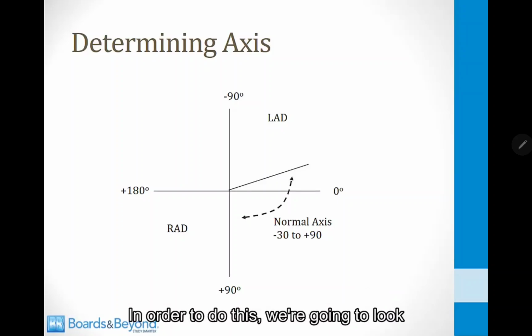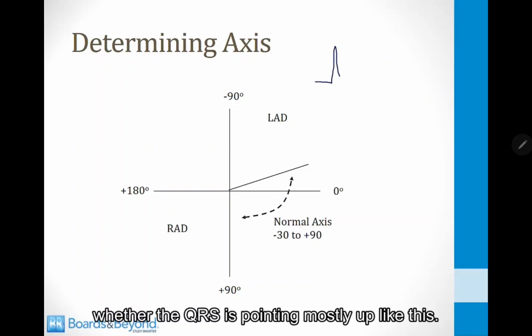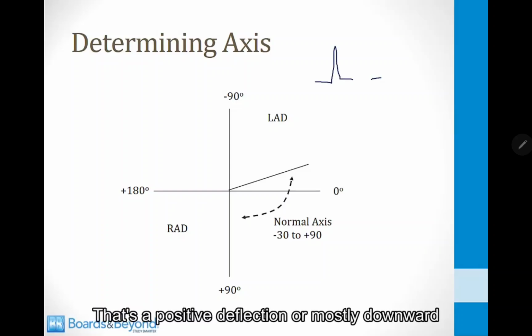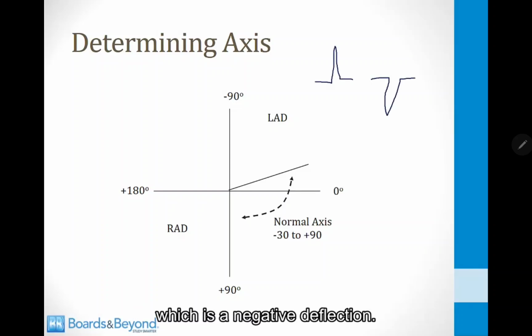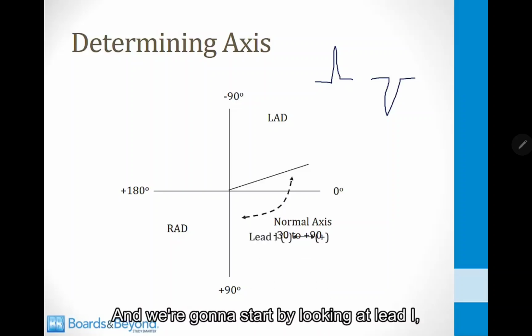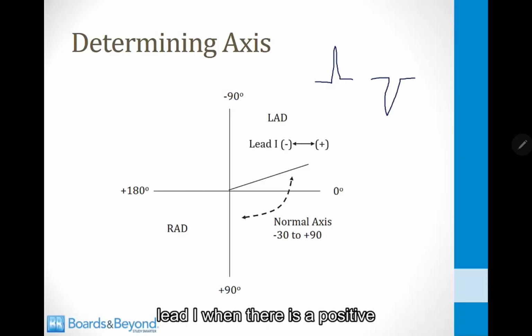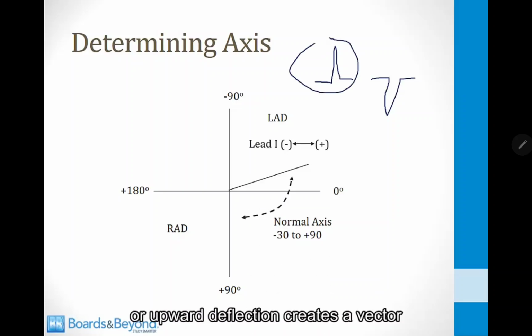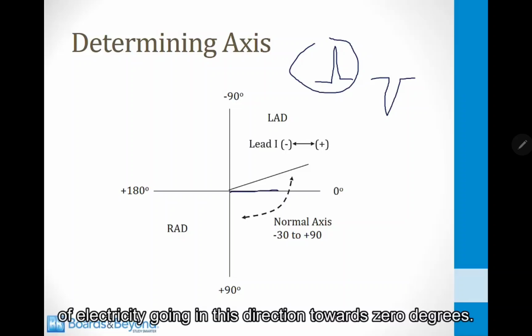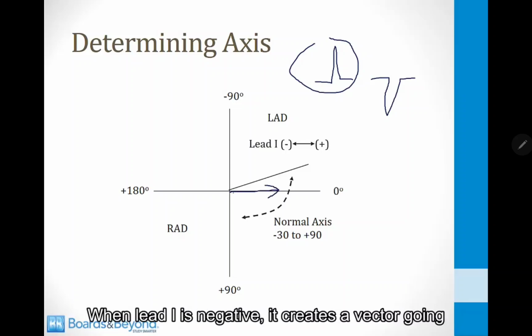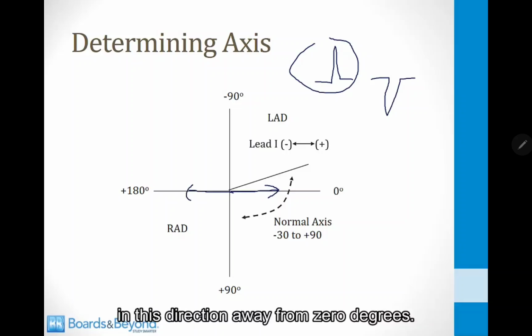surface ECG. In order to do this, we're going to look at specific leads on the ECG and decide whether the QRS is pointing mostly up like this, that's a positive deflection, or mostly downward, which is a negative deflection. And we're going to start by looking at lead 1. Lead 1, when there is a positive or upward deflection, creates a vector of electricity going in this direction towards 0 degrees. When lead 1 is negative, it creates a vector going in this direction away from 0 degrees.